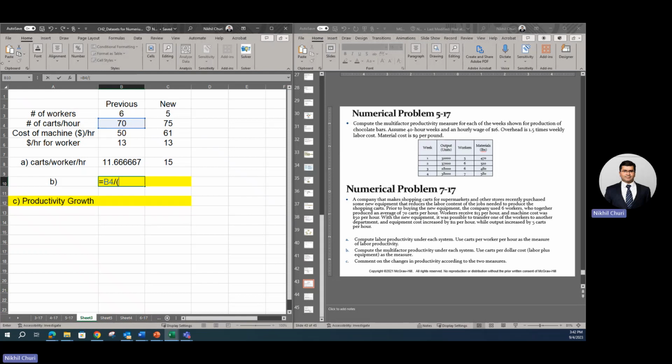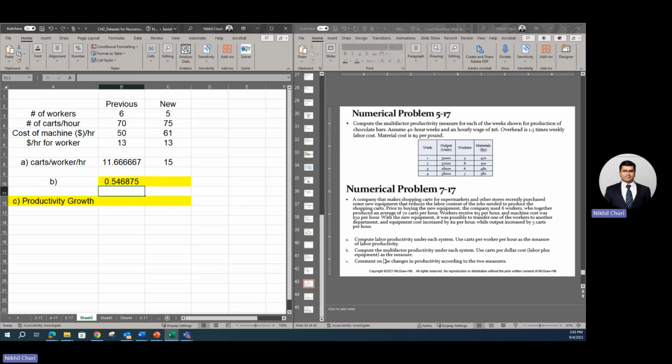two segments of input. First one is worker and machine. So the labor cost here is number of employees, 6, multiplied by the cost spent on them, which is $13 per hour. That's one. Maybe I'll use a double bracket here because we have 2 inputs, plus machine cost per hour, which is given as 50. So I'll close both the brackets. And oops, there is a problem.